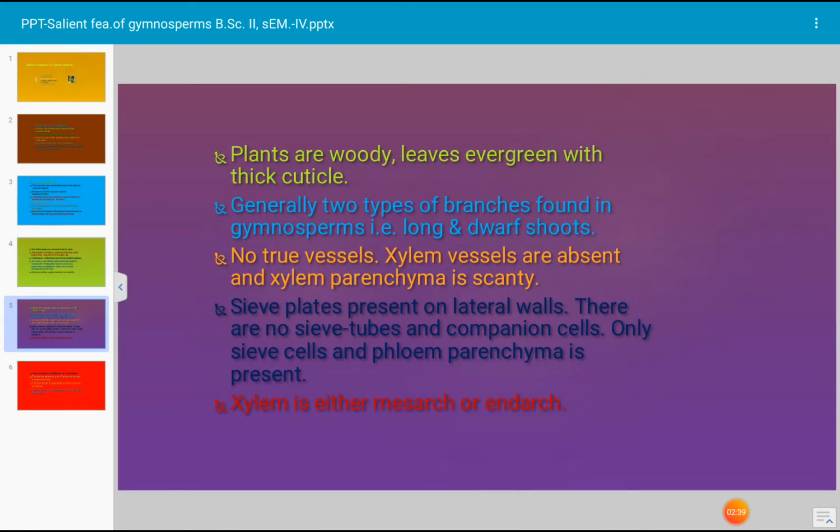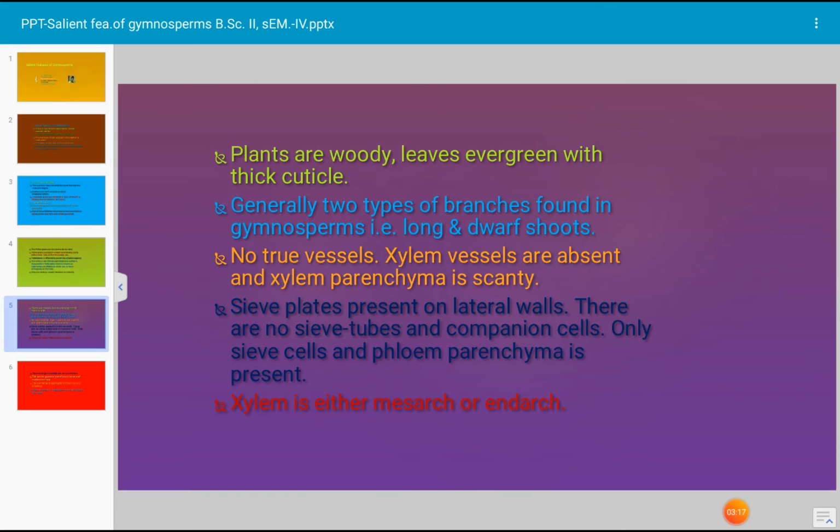The gymnospermic plants are woody, with evergreen leaves having a thick cuticle. Presence of a thick cuticle is a xerophytic characteristic. Generally, 2 types of branches are found in gymnosperms, that is long shoots and dwarf shoots. In gymnospermic plants, true xylem vessels are absent, and xylem parenchyma is scanty.